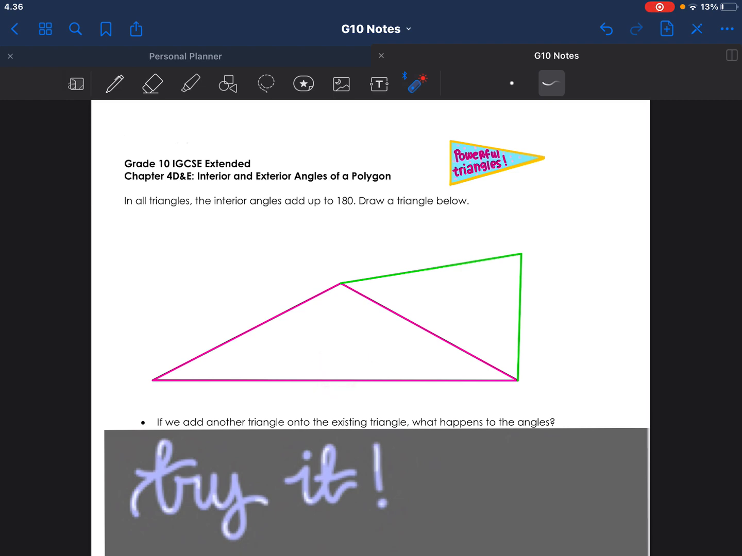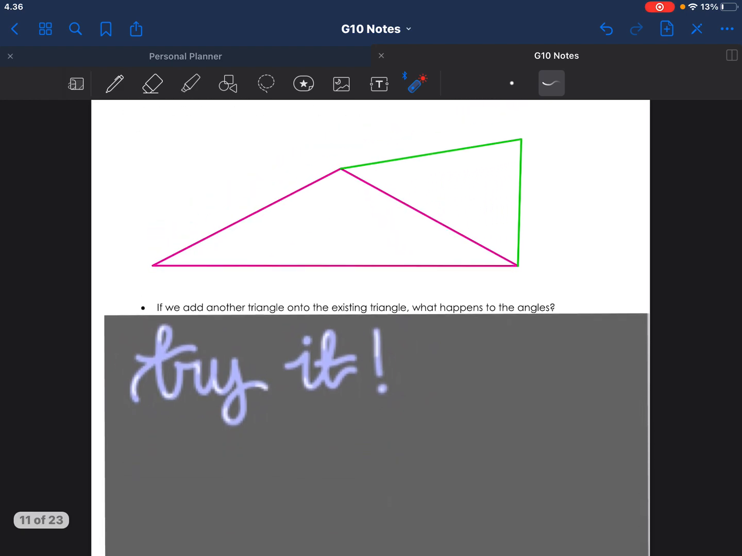And if we add another triangle onto the existing triangle, what happens to the angles? You might add another triangle right here, as long as it's attached to these. You could also put it here, or you could also put it here. Whichever, it doesn't matter. All right, so what happened to the shape there? What do you think? I want you to write that down really quickly. What do you think happens if I attach one triangle to another? What happens?